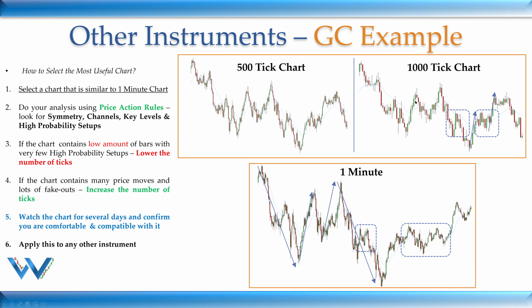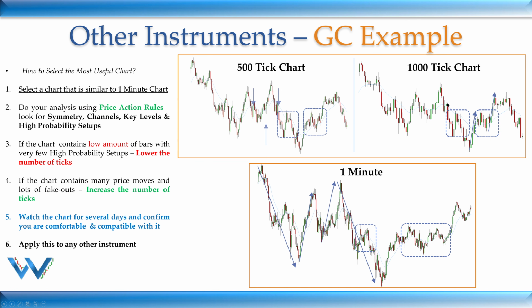Now, the 1000 tick chart looks okay, but if I analyze the amount of bars, you can see a low amount of bars on the chart. Not that many trading opportunities. If I select the 500 tick chart, I'm going to go a little bit lower, decrease the tick chart number. You can see, okay, now we're talking, a little bit more similar to the 1 minute chart. You can see more bars, more trading opportunities.